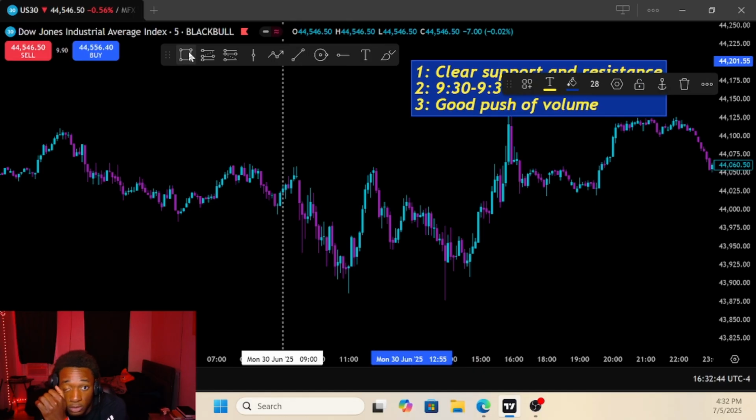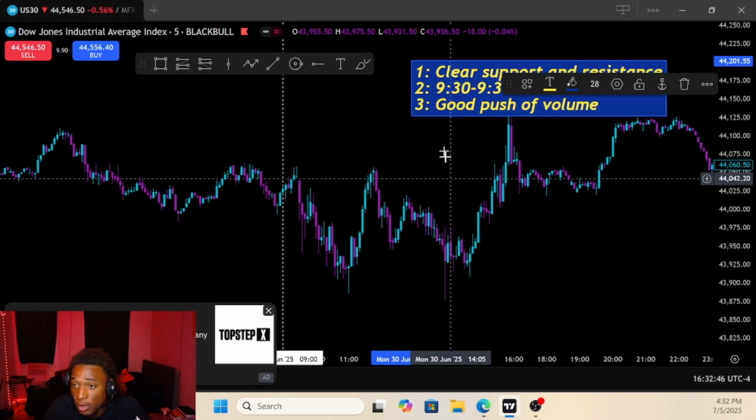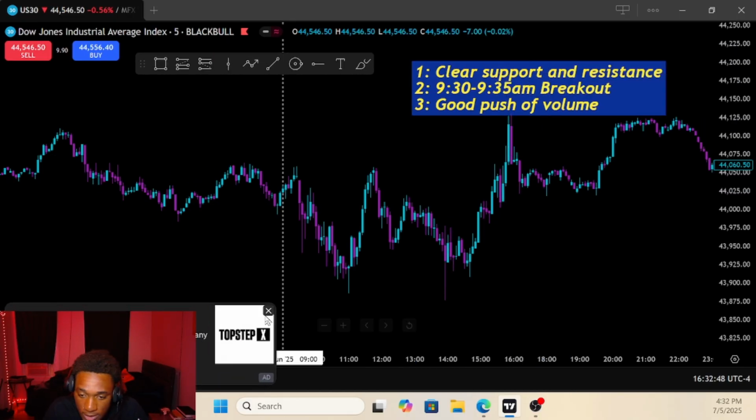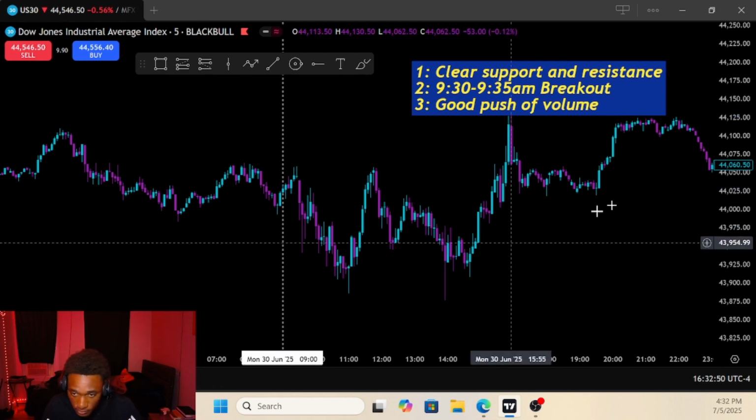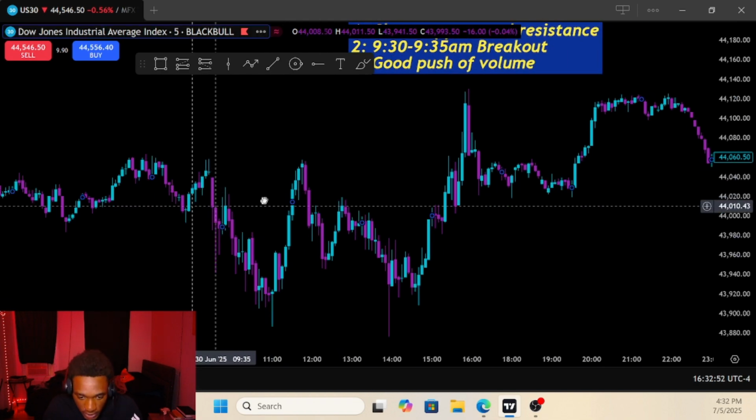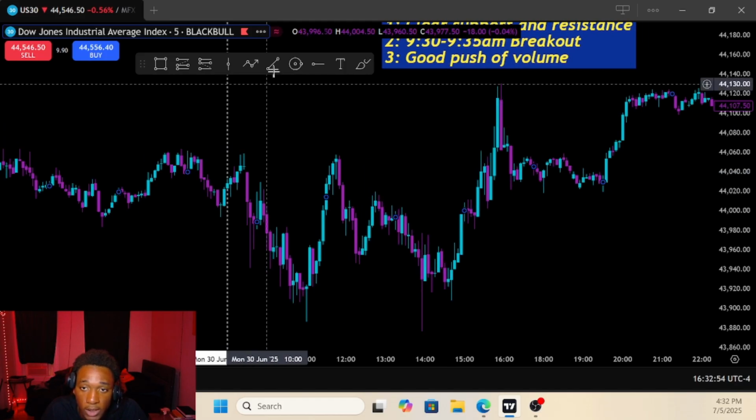That's what we're looking for before we take any trade. All three gotta be there. If it's not there, we're not taking a trade. Alright, so this is Monday the 30th, US 30.